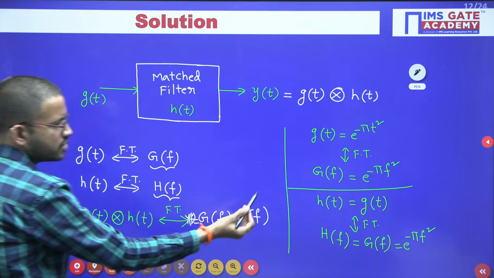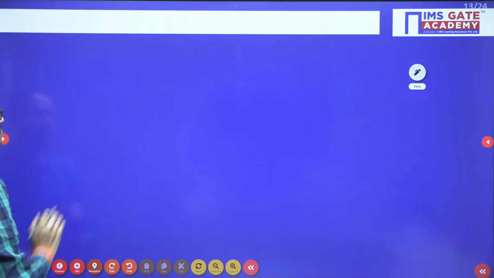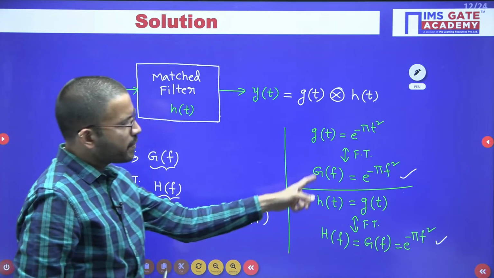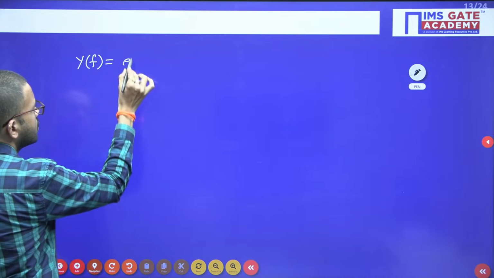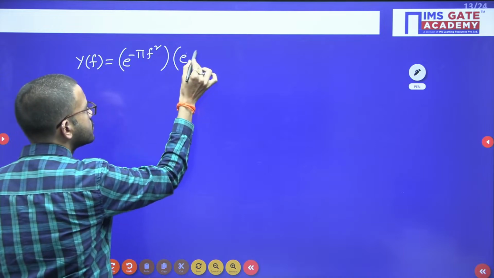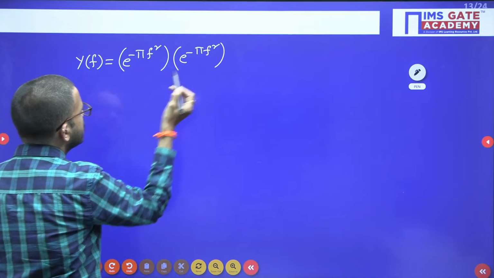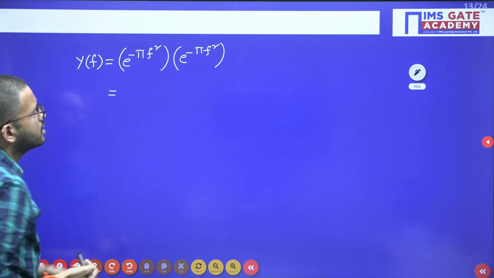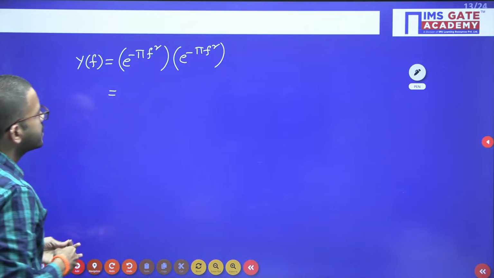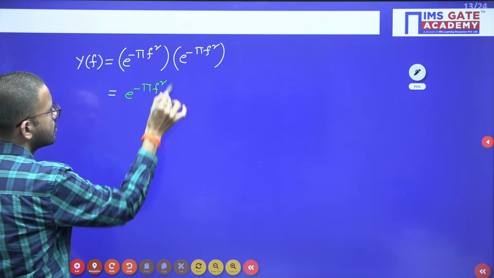Now whatever G of f and H of f, both are the same, so you can substitute in this particular function. Y of f equal to e power minus pi f square, multiplied by e power minus pi f square. Here you have the same term. For example, if you consider this as x, x into x is nothing but x square. So e power minus pi f square, whole square.